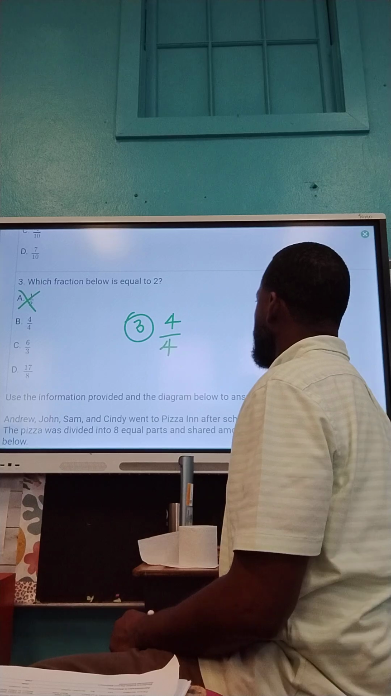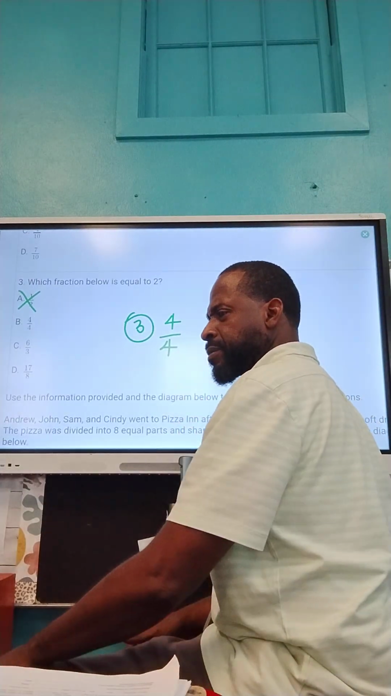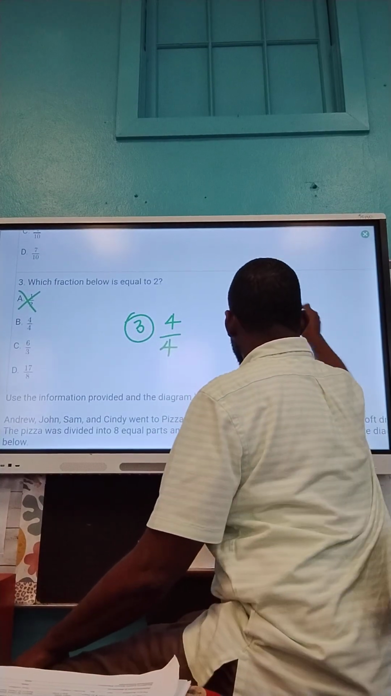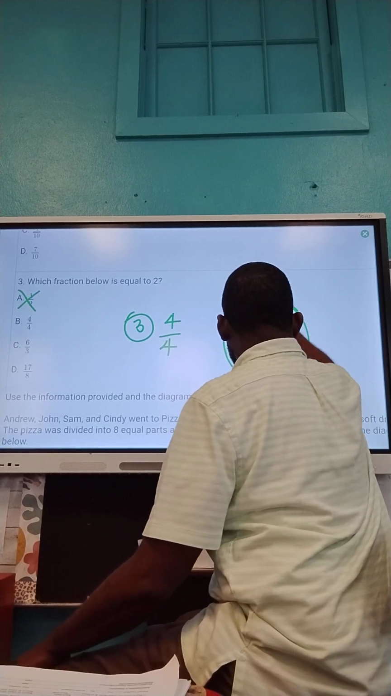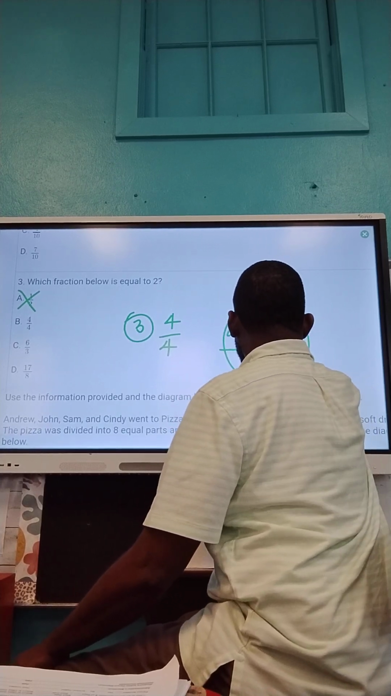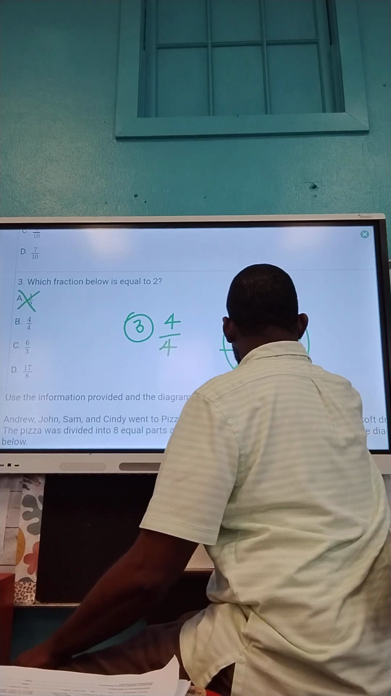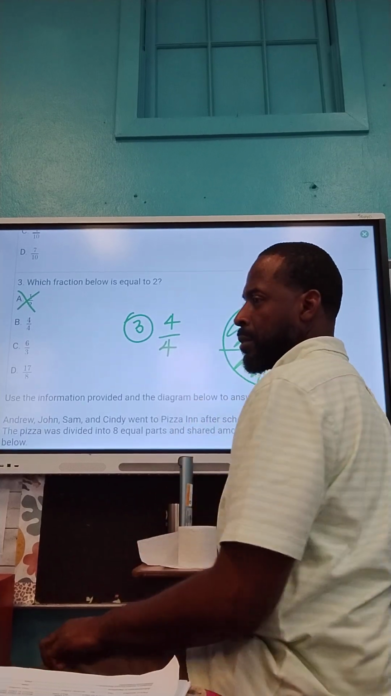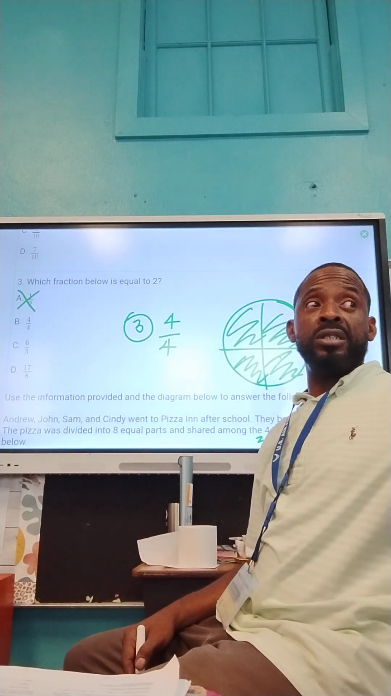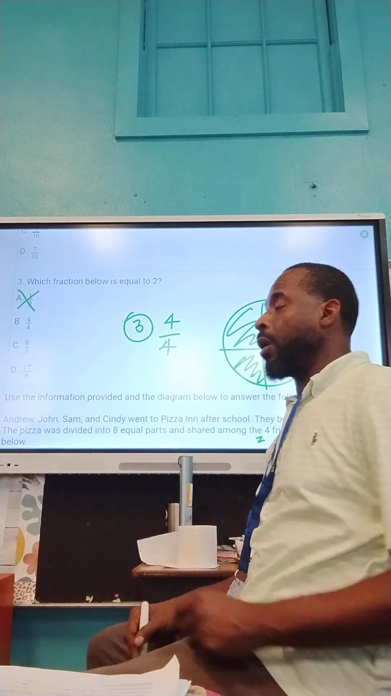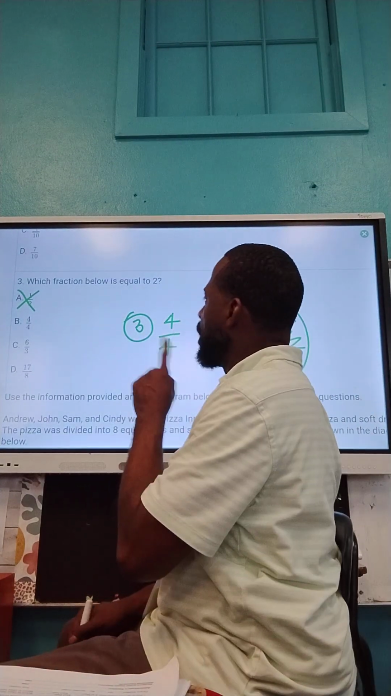All right, now, young lady, if I had a pizza and I cut it in 4 slices, but I never ate the pizza, what is the fraction? 4 over 4. 4 over 4, which is in fact what? 1 whole. So is 1 whole equal to 2?